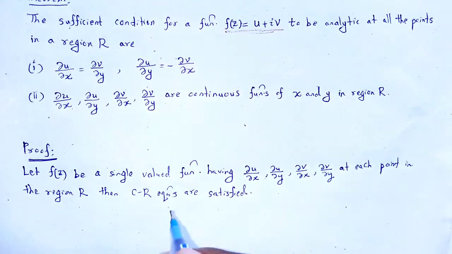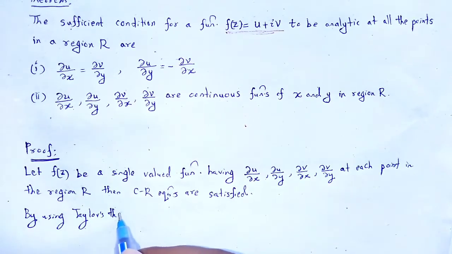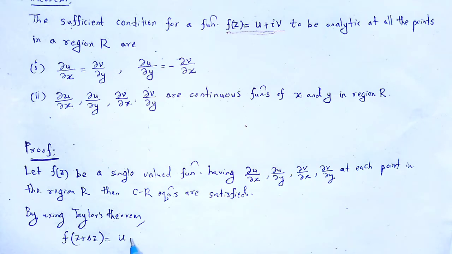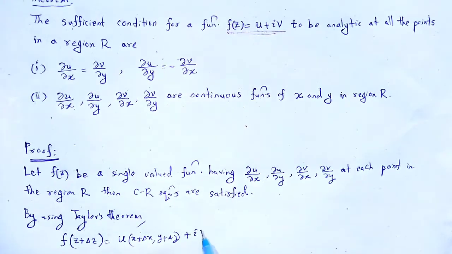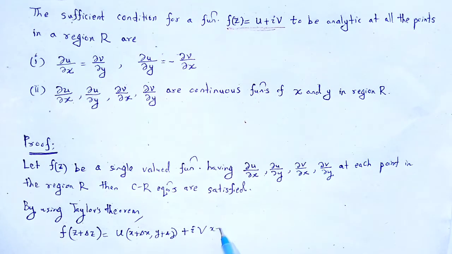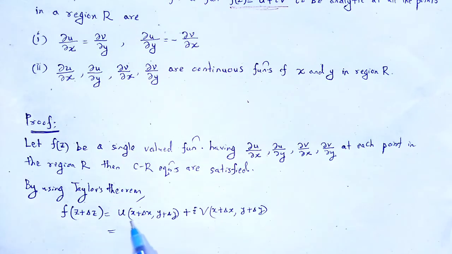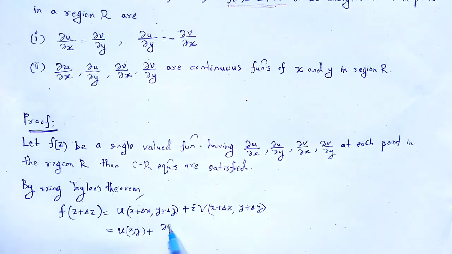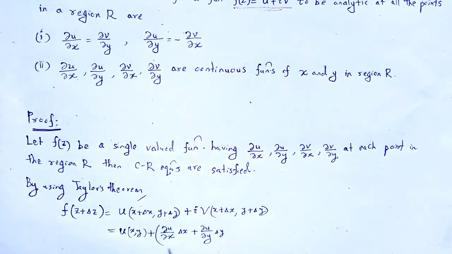Here we use Taylor's theorem to expand the function f of z plus delta z, which is written as u as a function of x plus delta x, y plus delta y, plus i v as a function of x plus delta x, y plus delta y. Here I use Taylor's theorem to expand that particular function. Using Taylor's theorem, here we have u of x y plus del u by del x delta x plus del u by del y delta y plus dot dot dot.